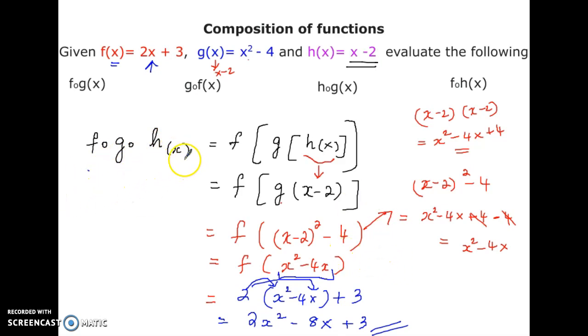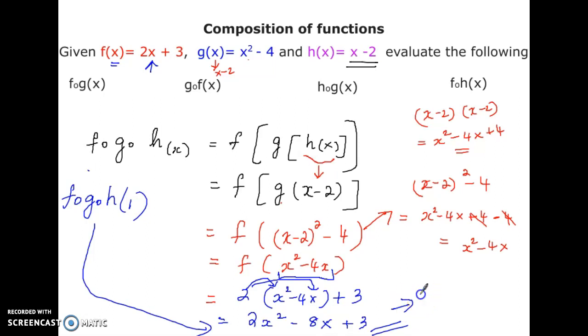And again, they can give you a number in the place of x. They could ask you to find f of g of h of 1. All you have to do is, in this expression, plug in x as 1 and you get your answer: 2 times 1 square is 2, negative 8 times 1 is negative 8, plus 3. So you get negative 6 plus 3, which is negative 3 as your final answer.